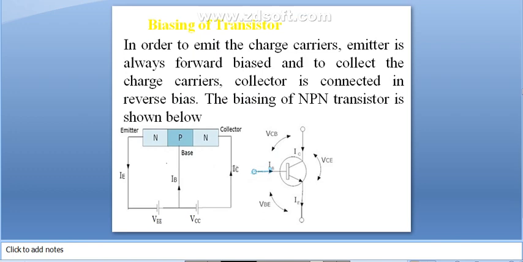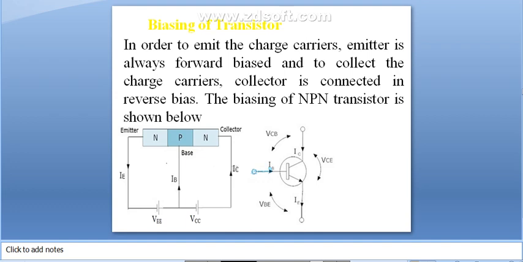Now transistor biasing. Generally the emitter base junction is forward biased and the collector base junction is reverse biased. To emit the charge carriers, the emitter is always forward biased, and to collect the charge carriers, the collector is connected in reverse bias. See here, it is the biasing of an NPN transistor. The input current is the emitter current and the output current is the collector current.